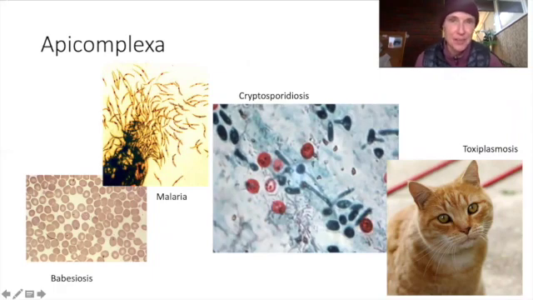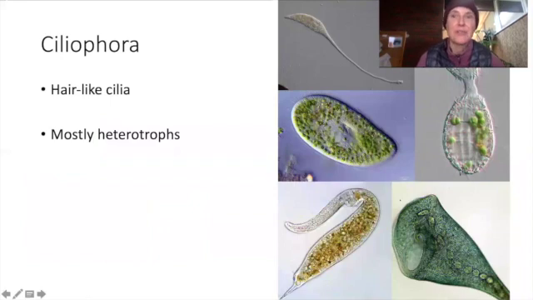Apicomplexa is a group in the Alveolata. We're not going to talk about it today. We talked a little bit about it in the paper last week, but there are some really common human pathogens like malaria, cryptosporidiosis, and toxoplasmosis. These are protists in the Apicomplexa, but we're not going to talk anymore about them. Similarly, we're not going to really talk about Ciliophora, even though these are really cool little organisms.